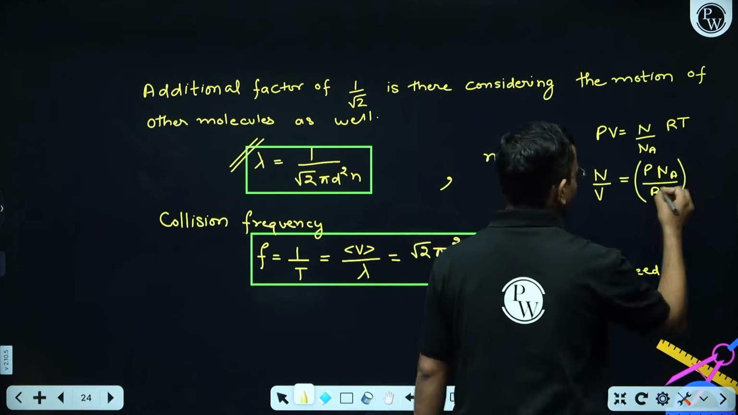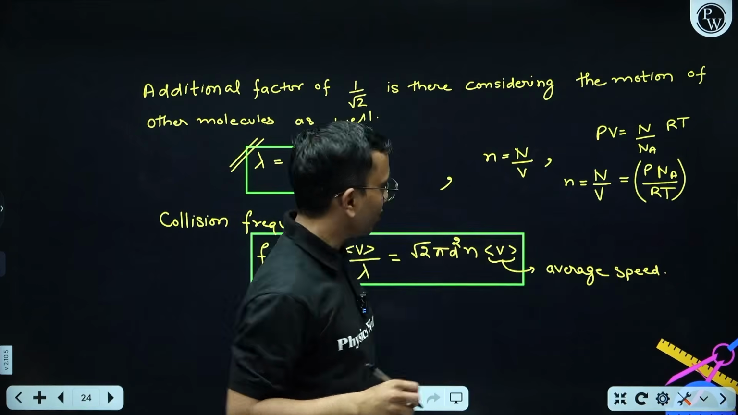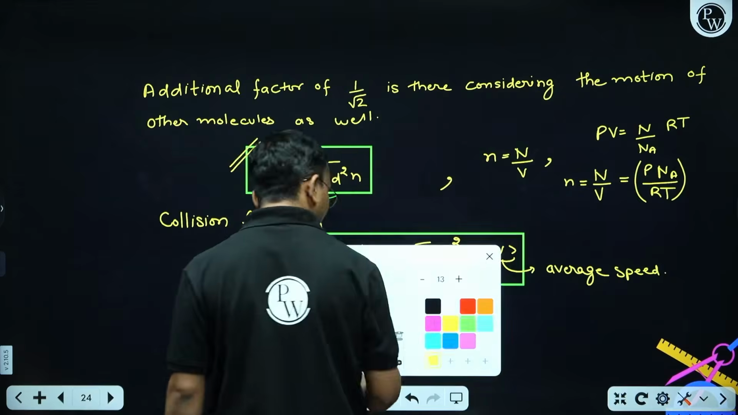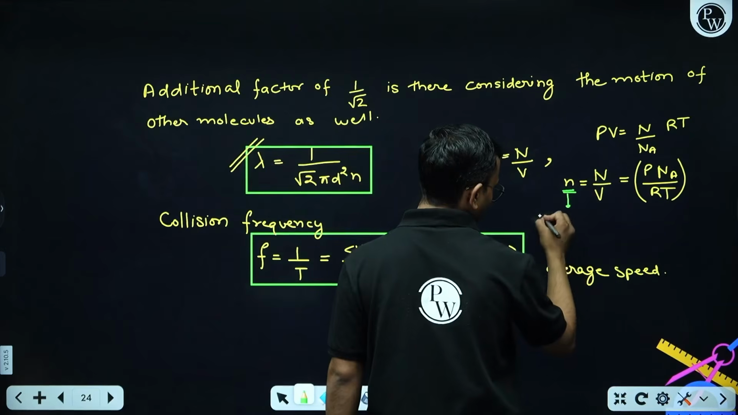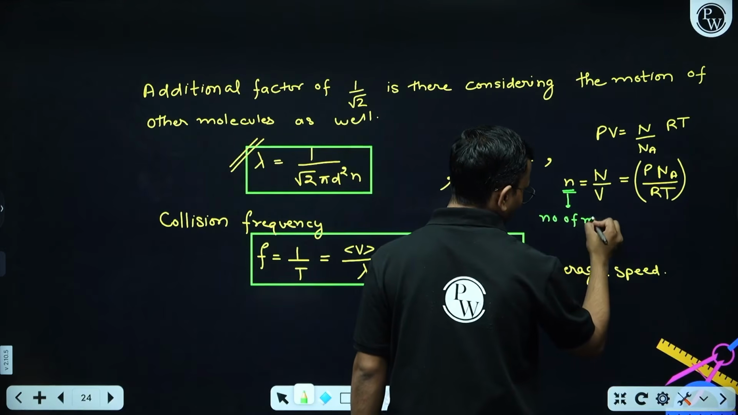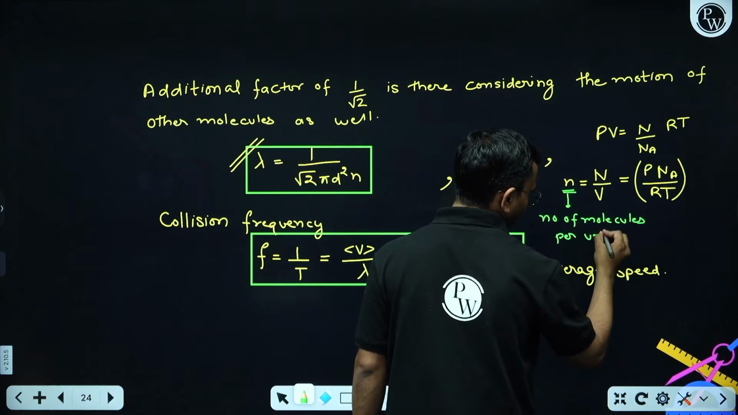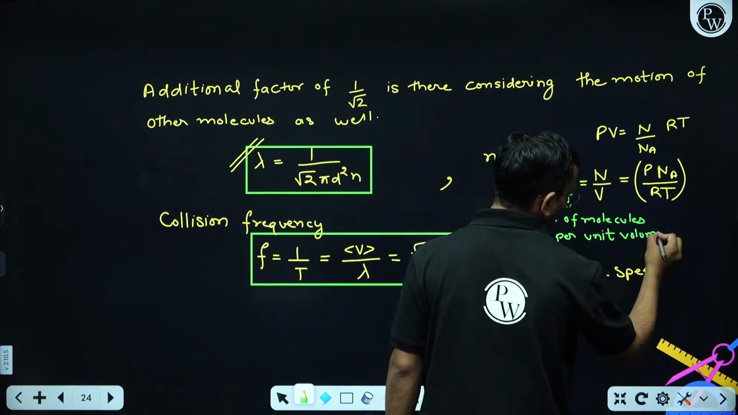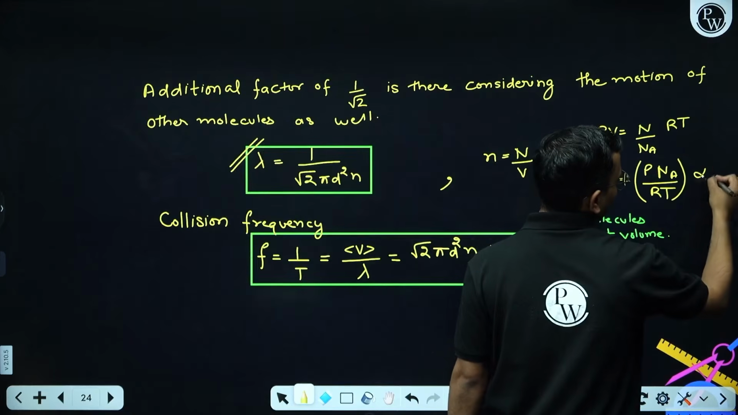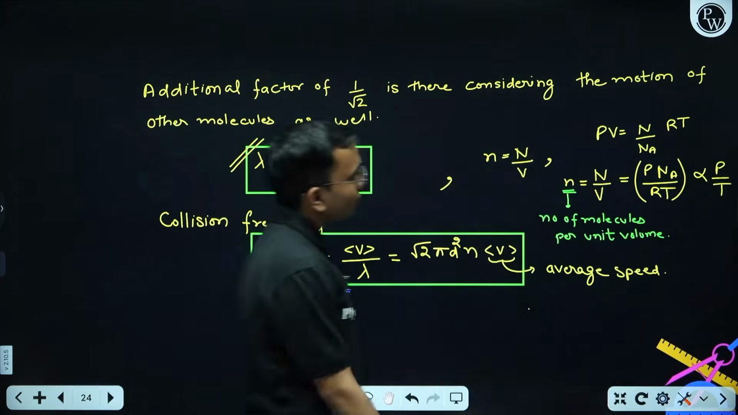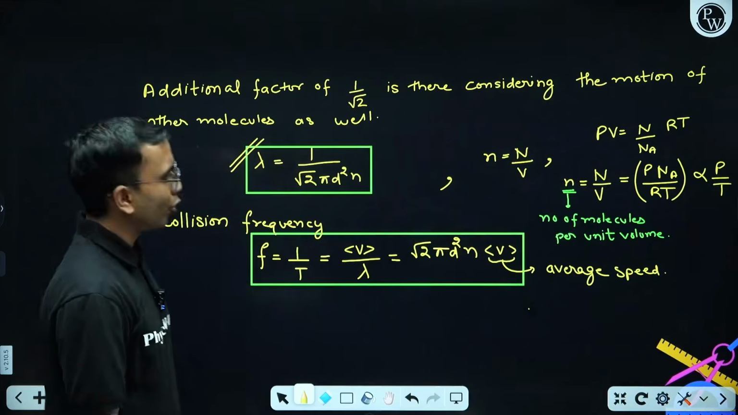This is not the number of moles, so don't get confused. This is the number of molecules per unit volume. Let me write again here: the small n, the number of molecules per unit volume, is basically proportional to pressure by temperature. Okay, everything is fine.